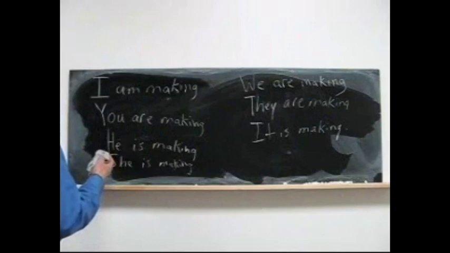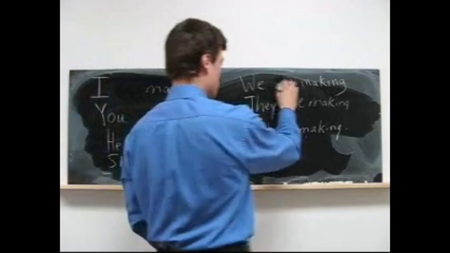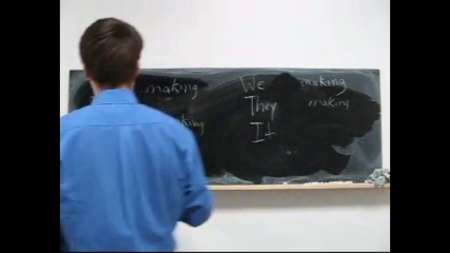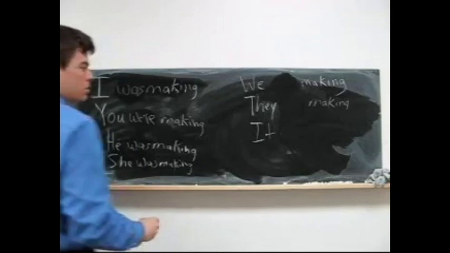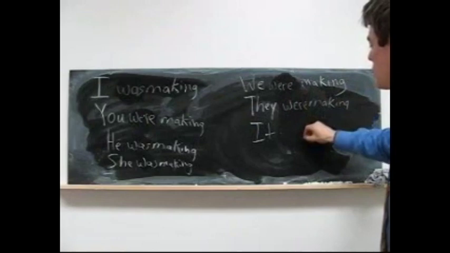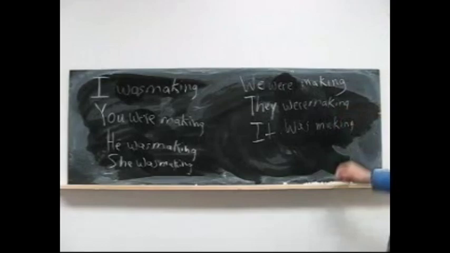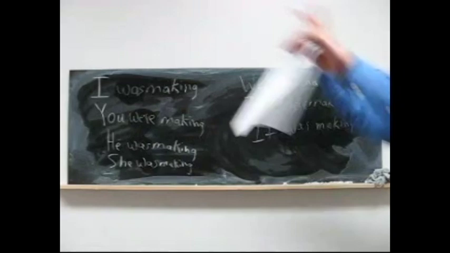Okay. How about the past? I was making, you were making, he was making, she was making, we were making, they were making, it was making. That's the past tense. So what's future tense?